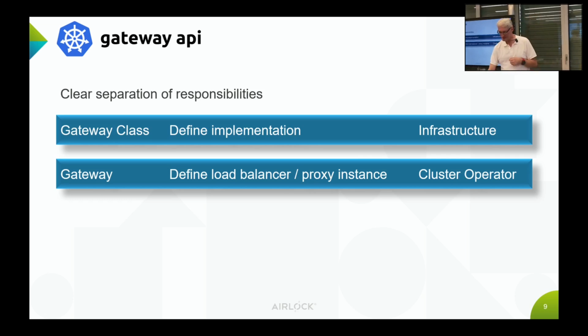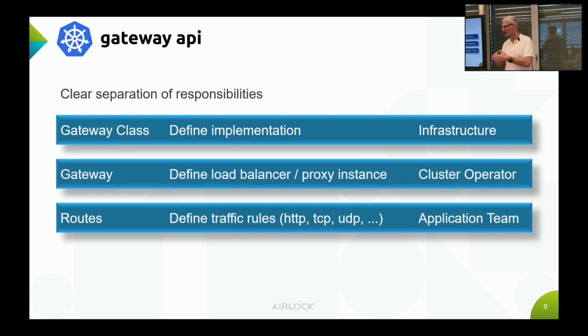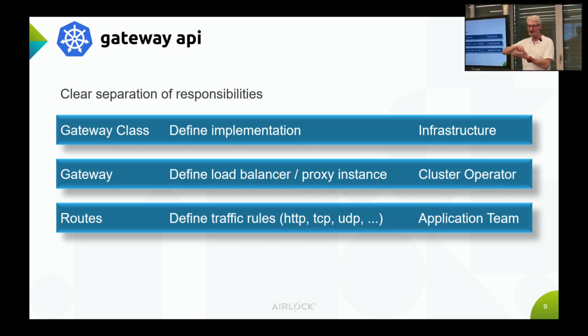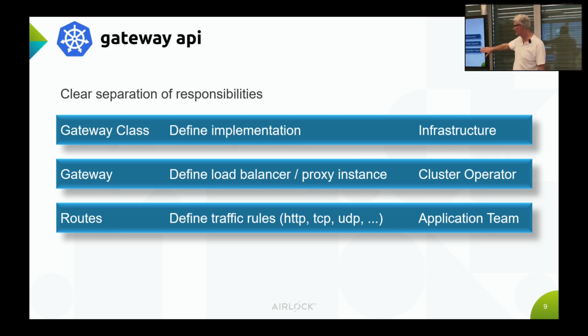Etc. And then we have what's called the routes, which really define the traffic rules. So we have an HTTP route, a TCP route, a UDP route, a gRPC route, etc., which really defines which gateway receives the traffic from the external world and then handles it and forwards it to the application itself, to the pod. And this resource is really defined by the application team. So they can define that themselves.